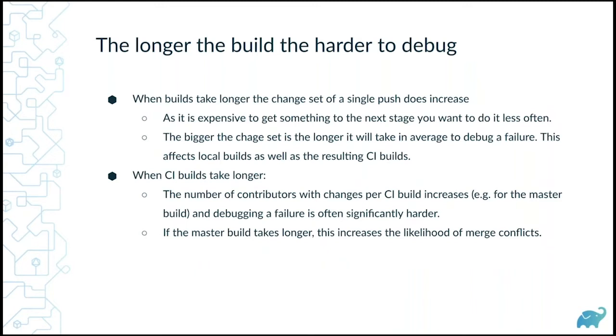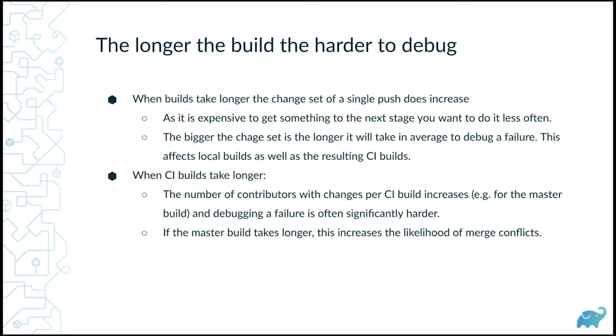So one important aspect of longer build times is that it makes them harder to debug. Why? When a build takes longer, the change set of a single push does increase. When you have a build time of 20 minutes, the granularity of what you're trying to push through the pipeline increases, right? It's just too expensive to do it too fine-grained. But the bigger the change set is, the longer it will take on average to debug a failure. Obviously, there are more changes that might be responsible for a breakage, right? And this affects local builds as well as the resulting CI builds.